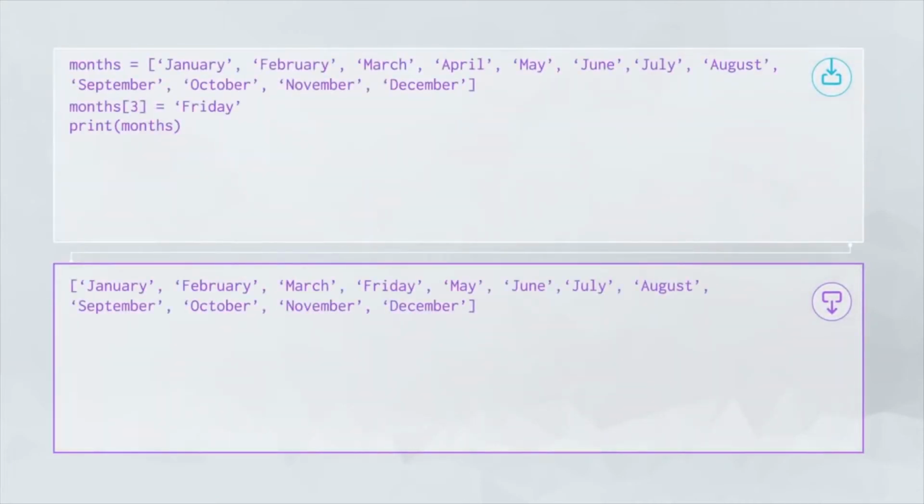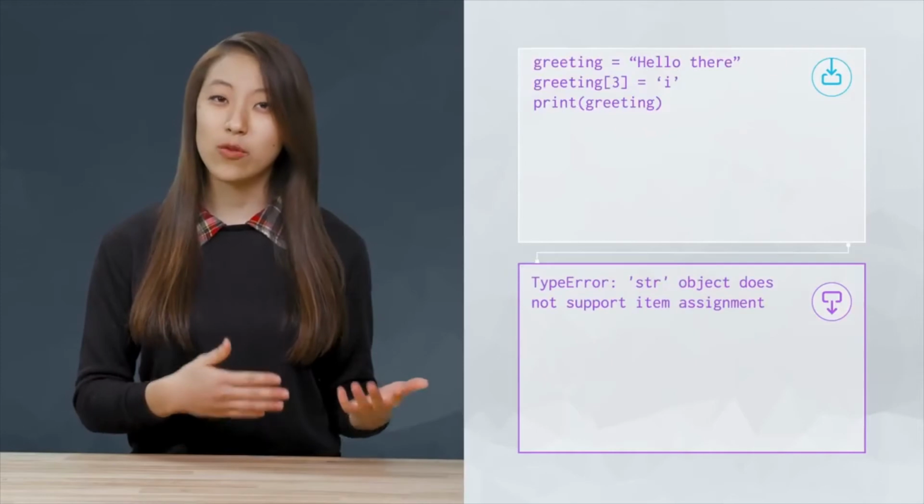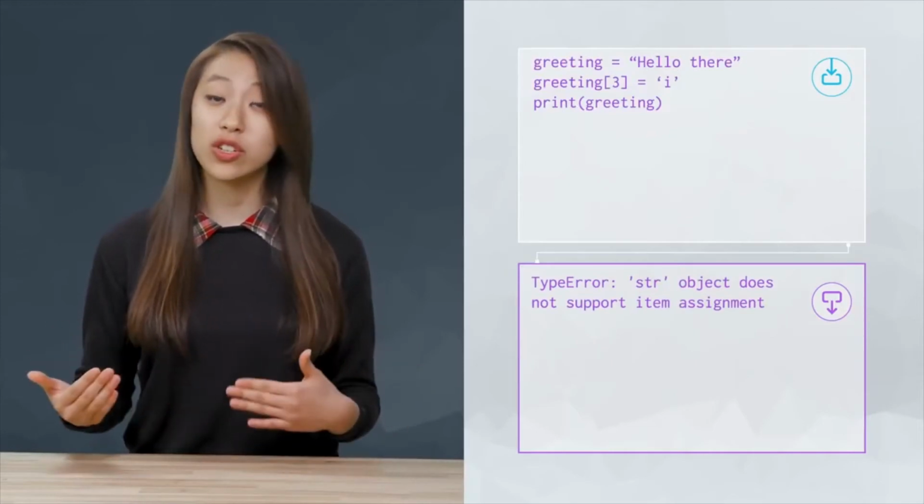So how are lists different from strings? You saw that both support indexing, slicing, and the in operator. The most obvious difference is that strings are sequences of letters, while list elements can be any type of object. A more subtle difference is that lists can be modified, but strings can't. Here, we can change the fourth element, index 3, of this list to Friday if we want. But here, we get an error if we try to change the third element of a string.